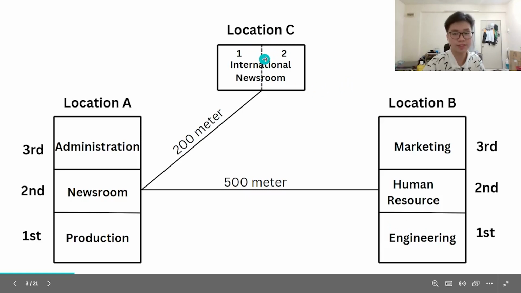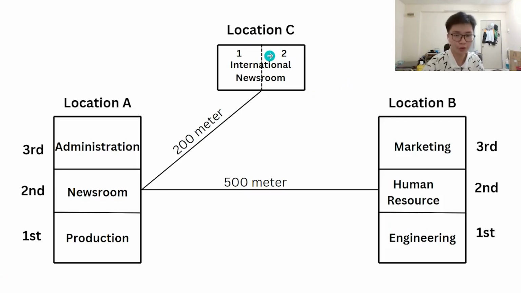For location C, there is only one floor, but the international newsroom department has two departments inside here. The distance between location A and C is 200 meters. Between location A and B is 500 meters. This line also represents the cable.